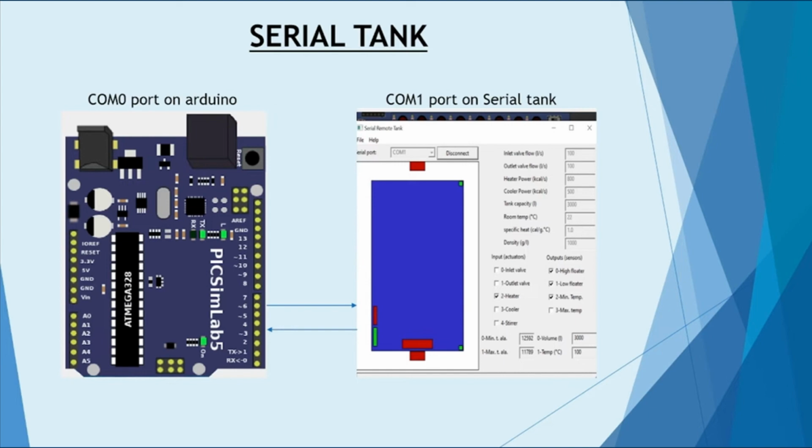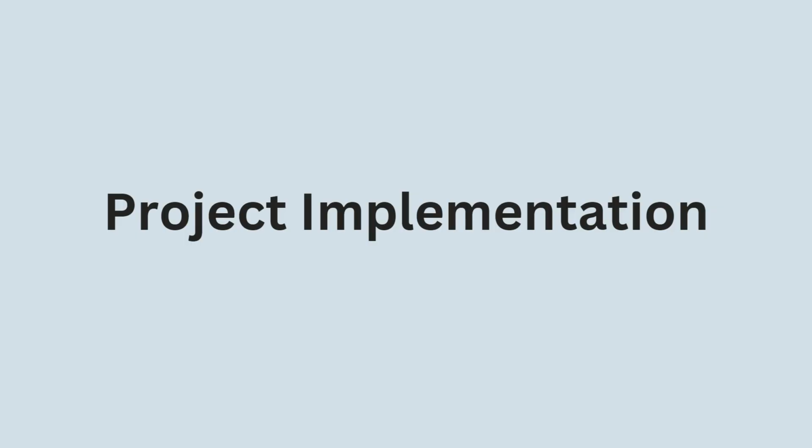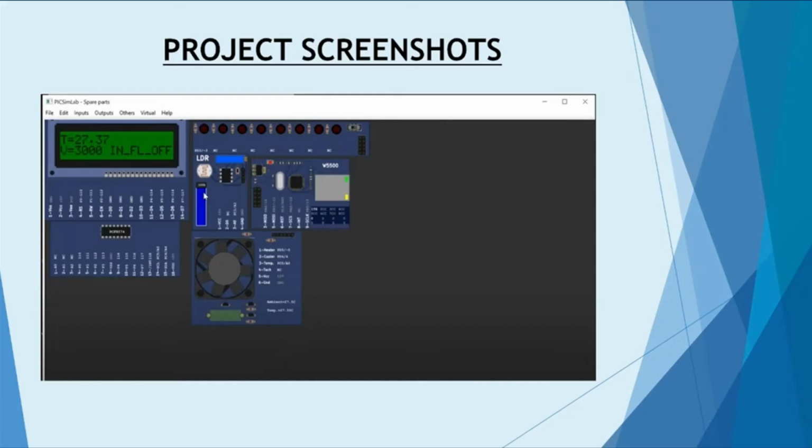This is the serial tank. The serial tank is basically connected with the Arduino, and in the project we are considering the automation of the serial tank, that is when it is filled we will get a notification that it is filled, and when it is emptied we will get a notification that it is emptied. We will see the project implementation further. So these are our project screenshots.